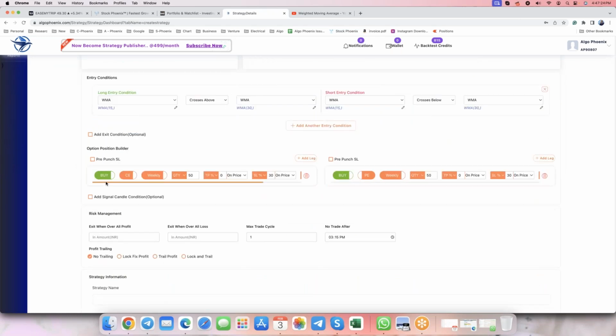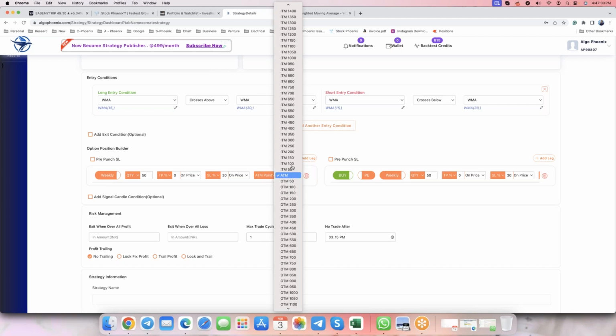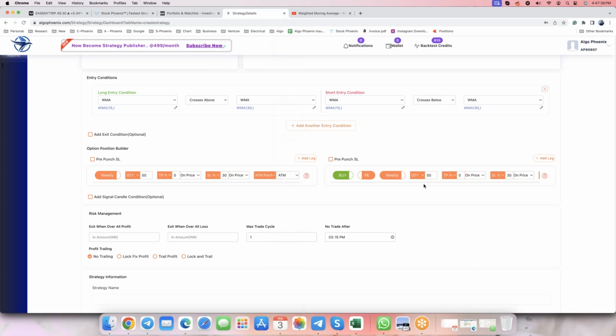For the option, I will select one lot of call option, weekly expiry, buy one lot of call option with 30% stop loss, buy ATM call. You can go for ITM or OTM as per your convenience. Similarly, put option also. With a 30% stop loss, we can pre-punch the stop loss if we want, or you can ignore it if you don't want to pre-punch it.